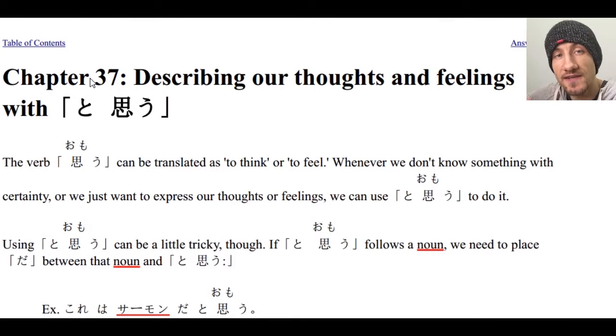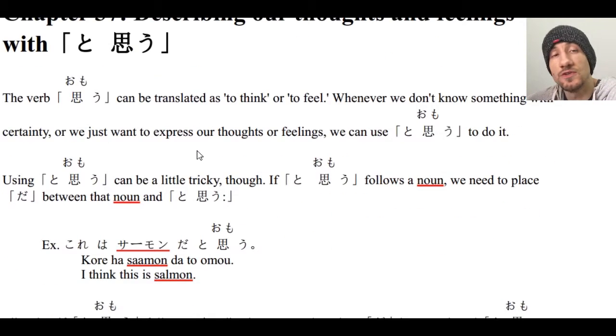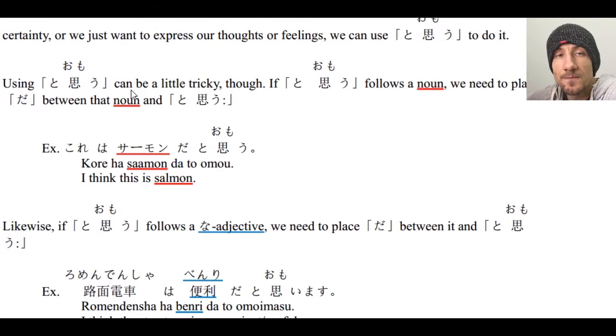Chapter 37, and today we are going to learn about describing our thoughts and feelings by using と思う. So the verb 思う can be translated as to think or to feel. Whenever you don't know something for sure, you can use と思う to express this feeling of being unsure or uncertainty.